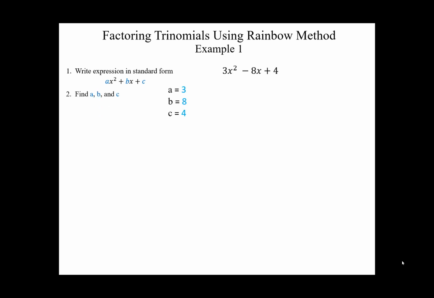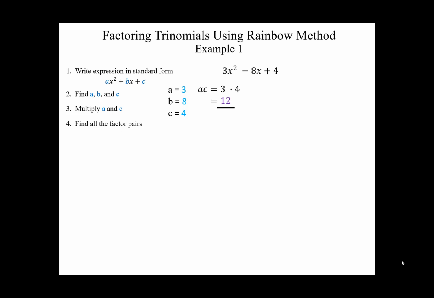Our second step, we're going to find a, b, and c. In this case, a is a 3, b is an 8, and c is a 4. At this point, we don't need to worry about the signs of those values. For our third step, we're going to multiply a times c. So here, a times c is 3 times 4, which gives us a 12.